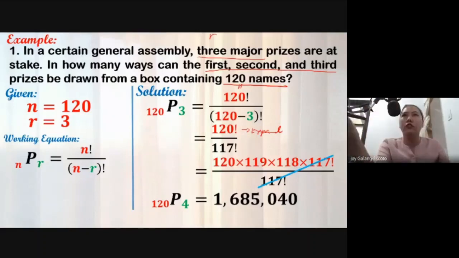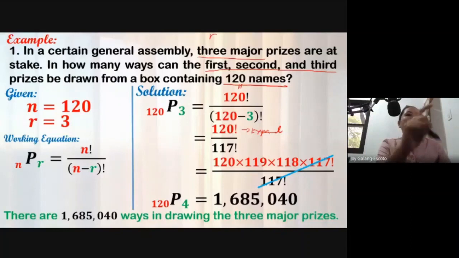Do not forget your conclusion since this is problem solving, okay? So therefore, there are 1,685,040 ways in drawing the three major prizes.